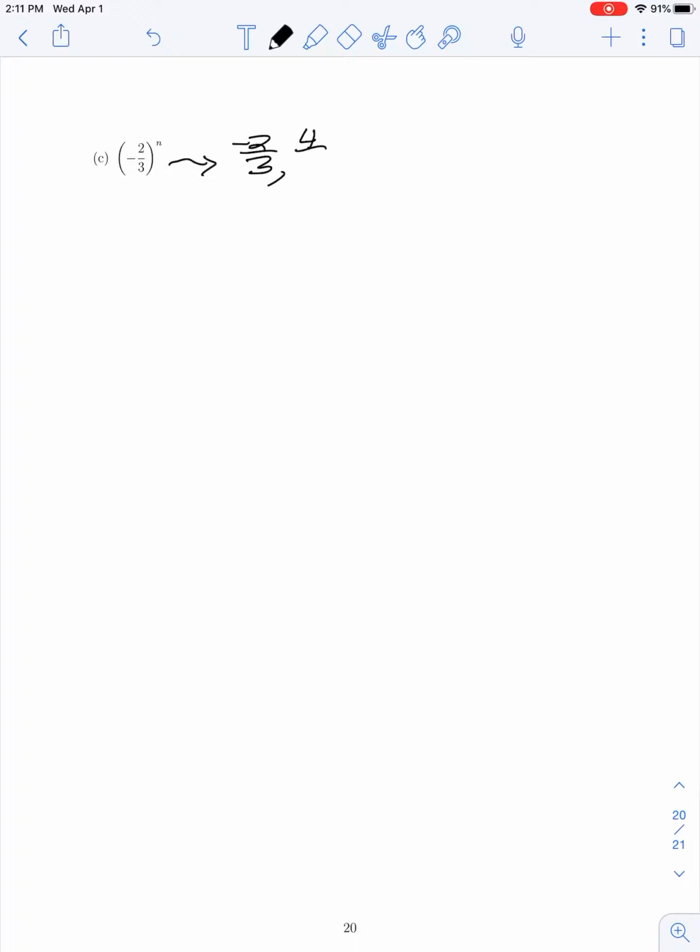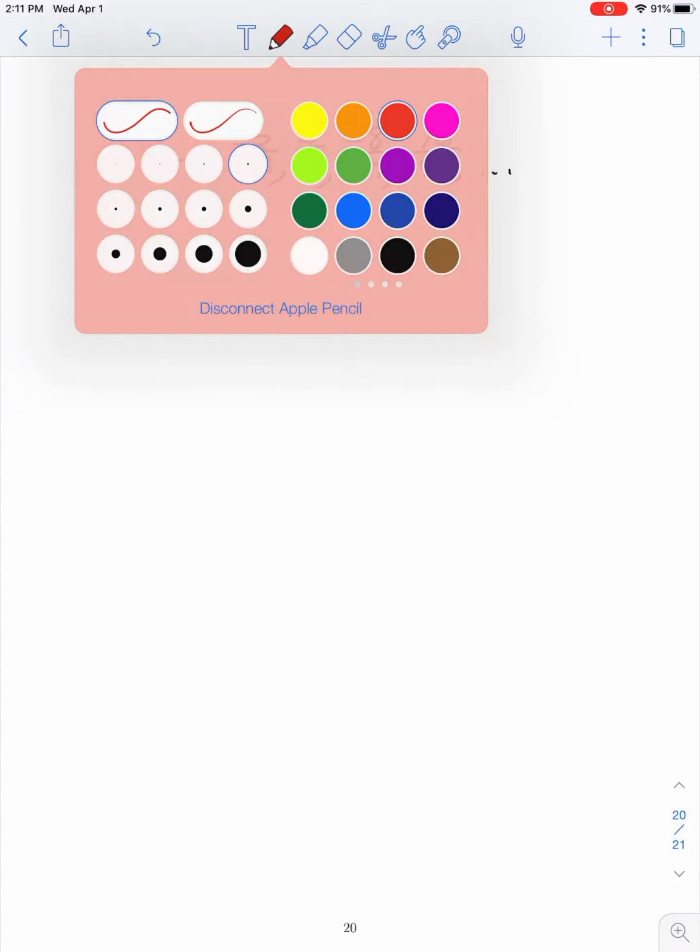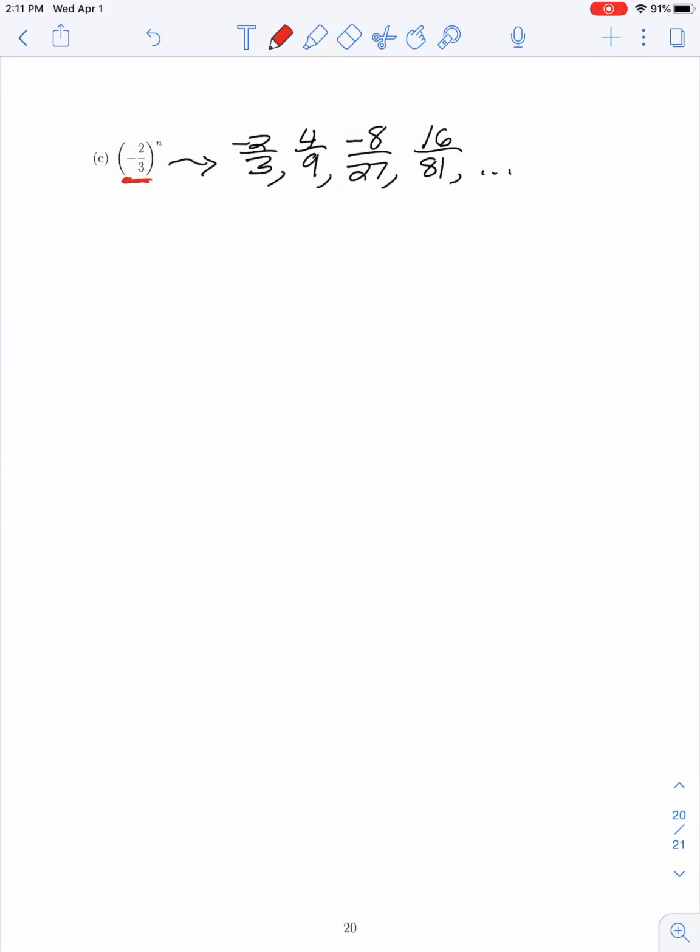So if we start listing out the first few terms of this sequence, starting with n equals 1, we would have negative 2/3. Then if n is equal to 2, we have a positive 4/9. If n is equal to 3, we would have a negative 8/27. And if n was 4, we have a positive 16/81. And we could keep listing terms.